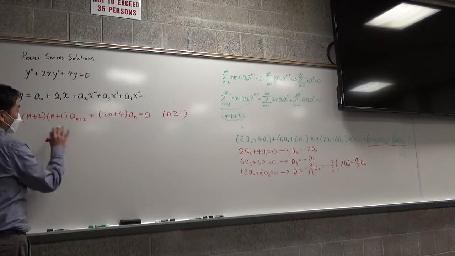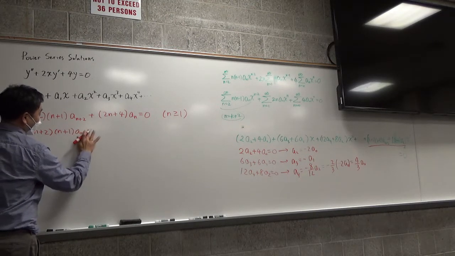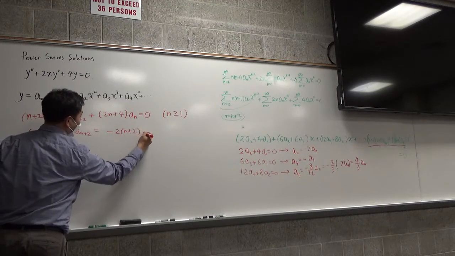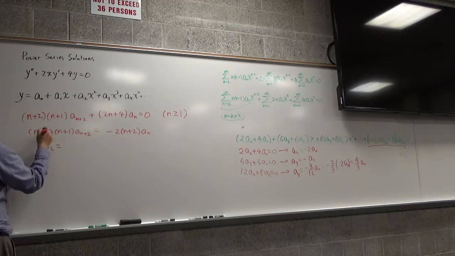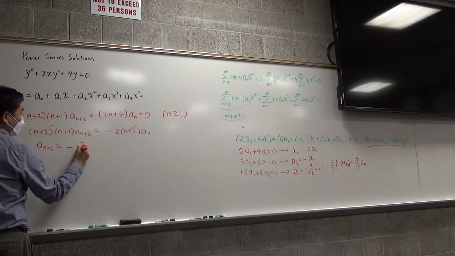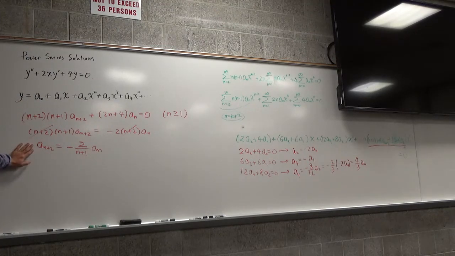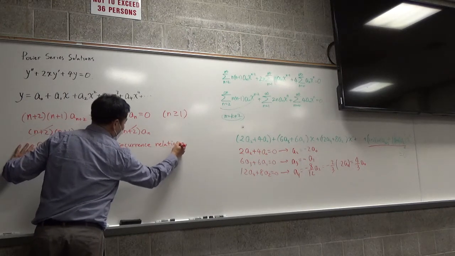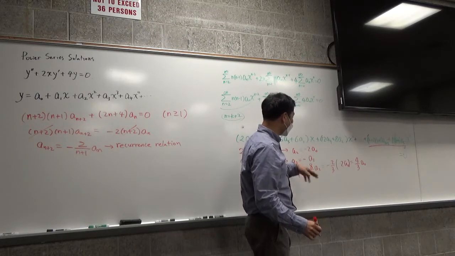And we can solve this for a n plus 2 by first subtracting this to the other side and factoring the 2 out. And then you divide and you get a n plus 2. Well, n plus 2 can cancel. And you end up with negative 2 over n plus 1 an. Okay. So we get this relation, and this relation is what we call a recurrence relation. And it's a nice one to have because once you have the recurrence relation, you don't have to do this. You can just use this one.